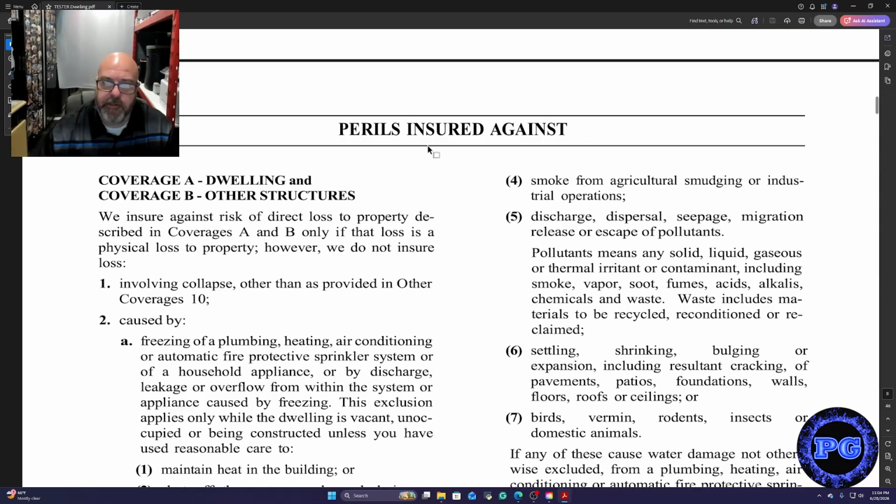So on a homeowners, there's open perils and there's named perils. So open peril is pretty much, can be anything, right? An open peril, it doesn't have to be on the list, right? If you have a named peril, then it has to be one of the things on the list. Now, even on an open peril, don't get confused. You're still not going to get flood. You're still not going to get earthquake.